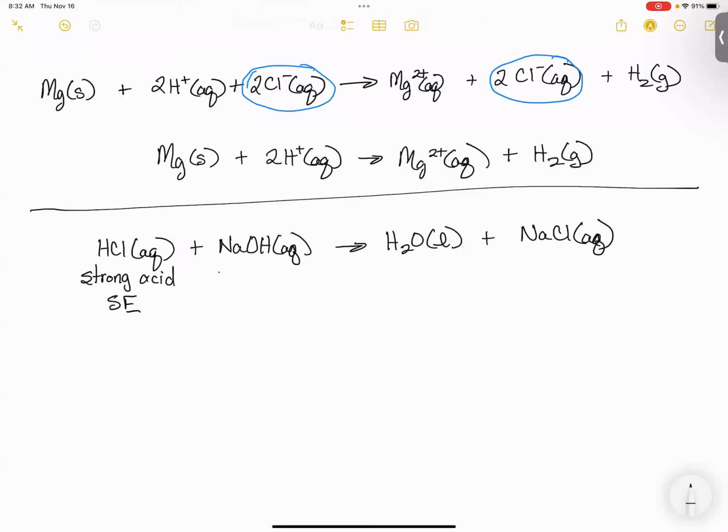Sodium hydroxide was a soluble ionic, so it is a strong electrolyte. Water is a pure liquid, so it's a non-electrolyte. Sodium chloride is a soluble ionic, so it's a strong electrolyte.